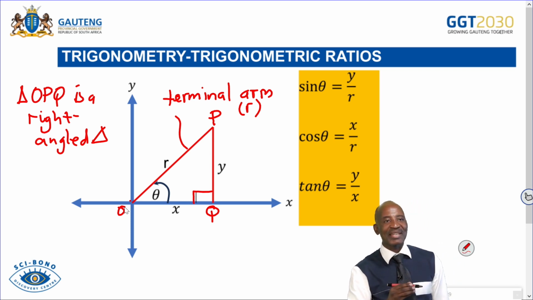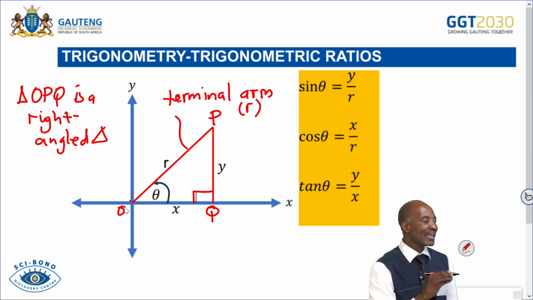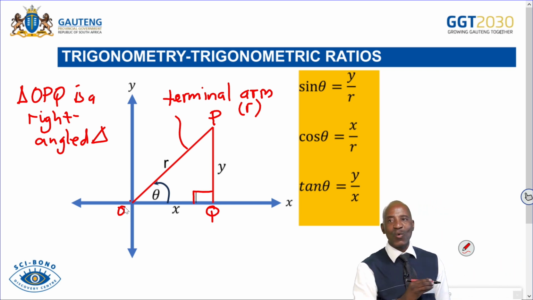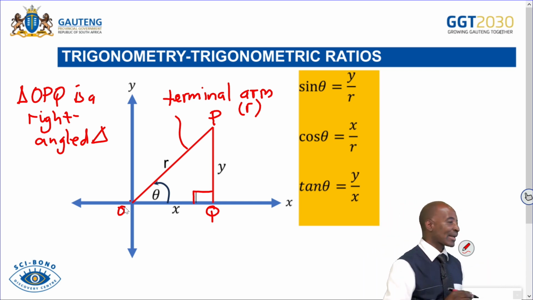So the distance PQ is parallel to the y-axis. We are going to name it the y side. Then the distance OQ is running on the x-axis. We are going to name it x.